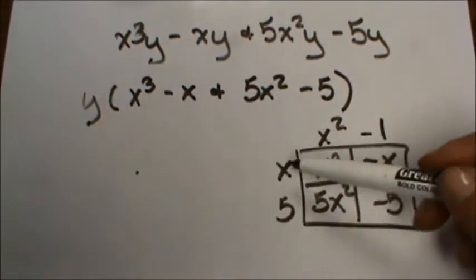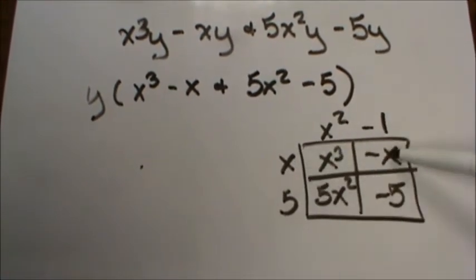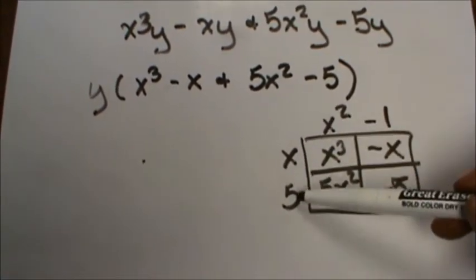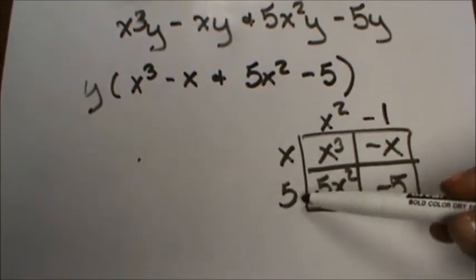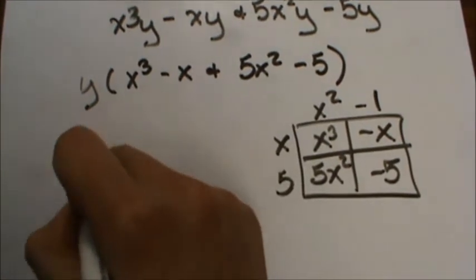I'm going to double check. X squared times x is x cubed, -1 times x is -x, x squared times 5 is 5x squared, -1 times 5 is -5. So it looks like I have the correct factors. Let's write out what I have now.